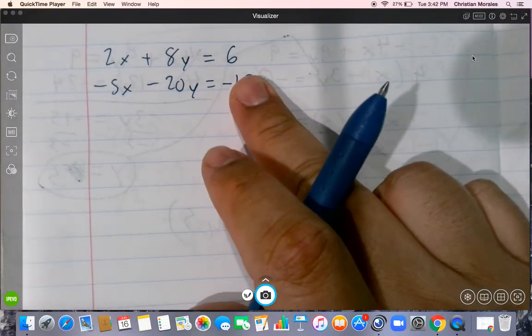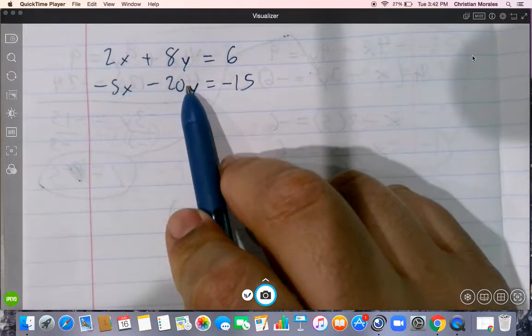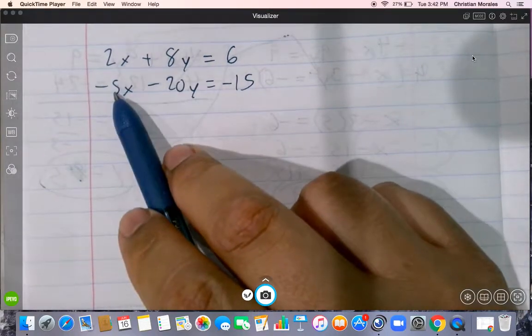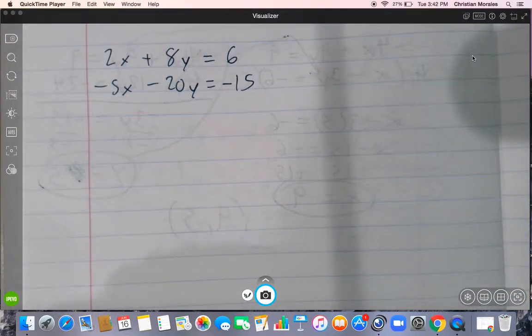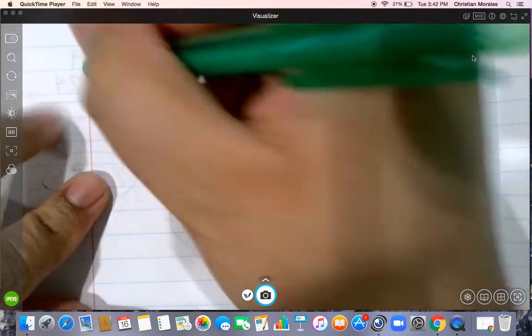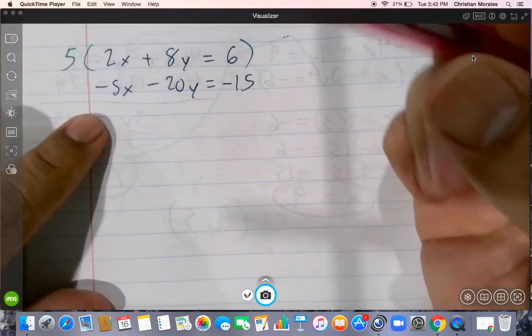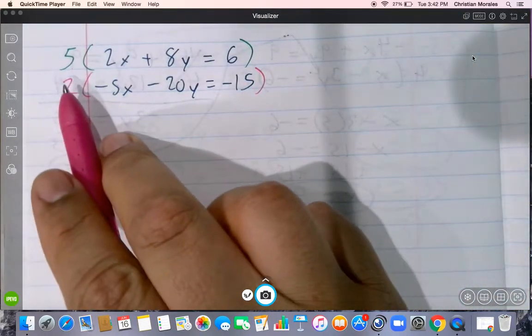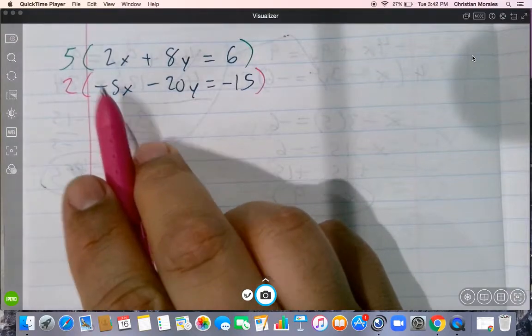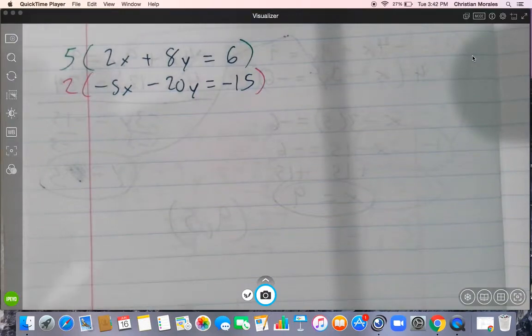Last example for this. All right. This would be really big to change. It might be easier to change these two. So what I'm going to do is I'm going to multiply the top one by 5. Sorry about that. And the bottom one by 2. And the reason I'm not making this negative is because this is already a negative sign. So I don't need to make it negative. When I multiply it, it'll already be negative.